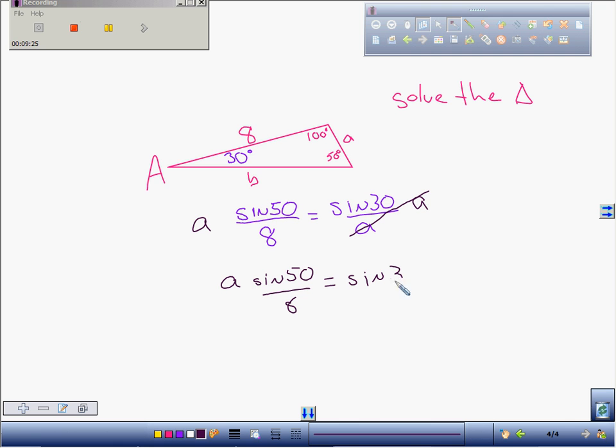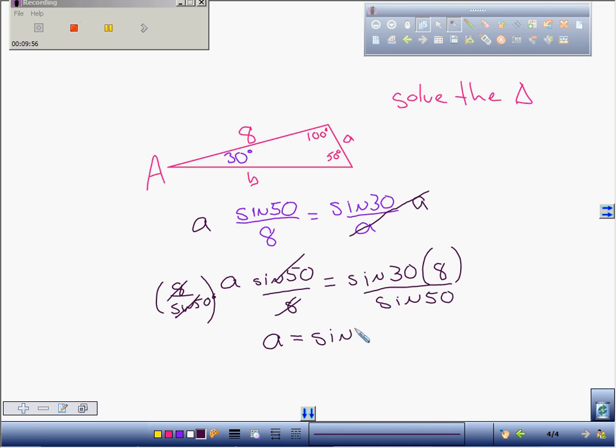Okay? And then I need to get A by itself. So what do I have to do? Multiply by 8 and divide by sine of 50. So I'm going to do the same thing over here. I'm going to multiply this side by 8 and divide by sine of 50. Because this goes away, this goes away, and I get that A equals sine of 30 times 8 divided by sine of 50.